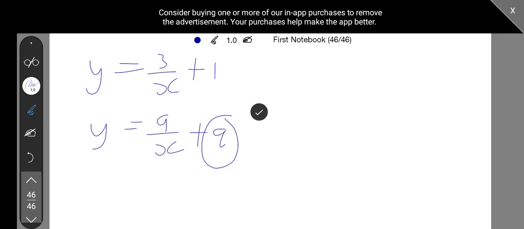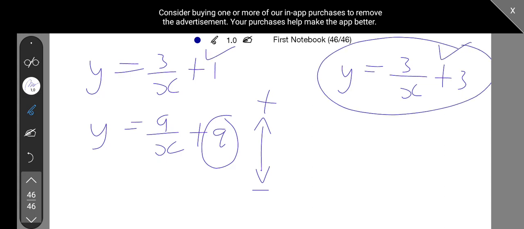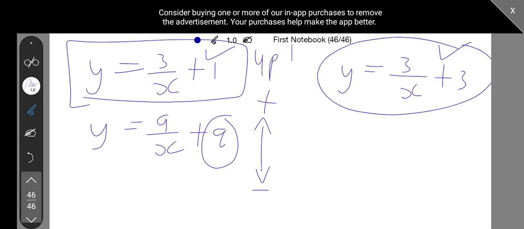Q has to do with the vertical shifting, up or down. So now we have y is equal to 3 over x plus 3. What can you say happened? How did we move from 1 to 3? We added 2. This means we went up. When we plus, we go up. When we minus, we go down. So this graph is this one when it has undergone a shift up by 2. I hope it is clear.